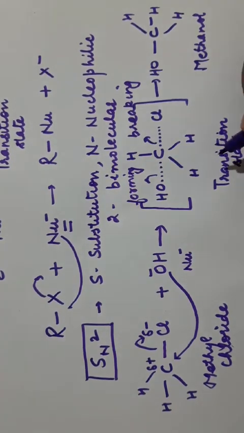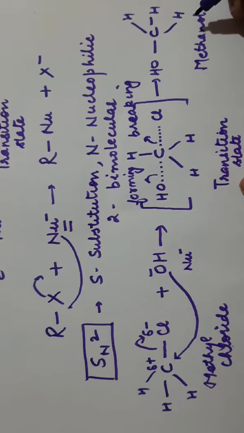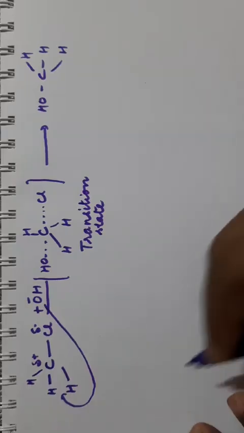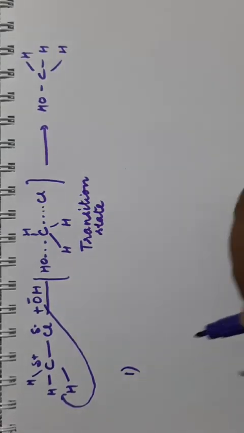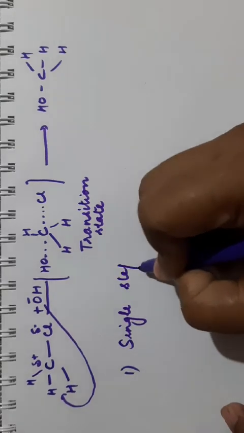This is known as transition state, a highly unstable state, as carbon is pentavalent here, bonded to 5 groups at the same time, and finally it turns into methanol. So this is the mechanism of this reaction. Now on the basis of this mechanism, we will discuss the characteristics of SN2 reaction. First characteristic of this reaction is it is a single step reaction.